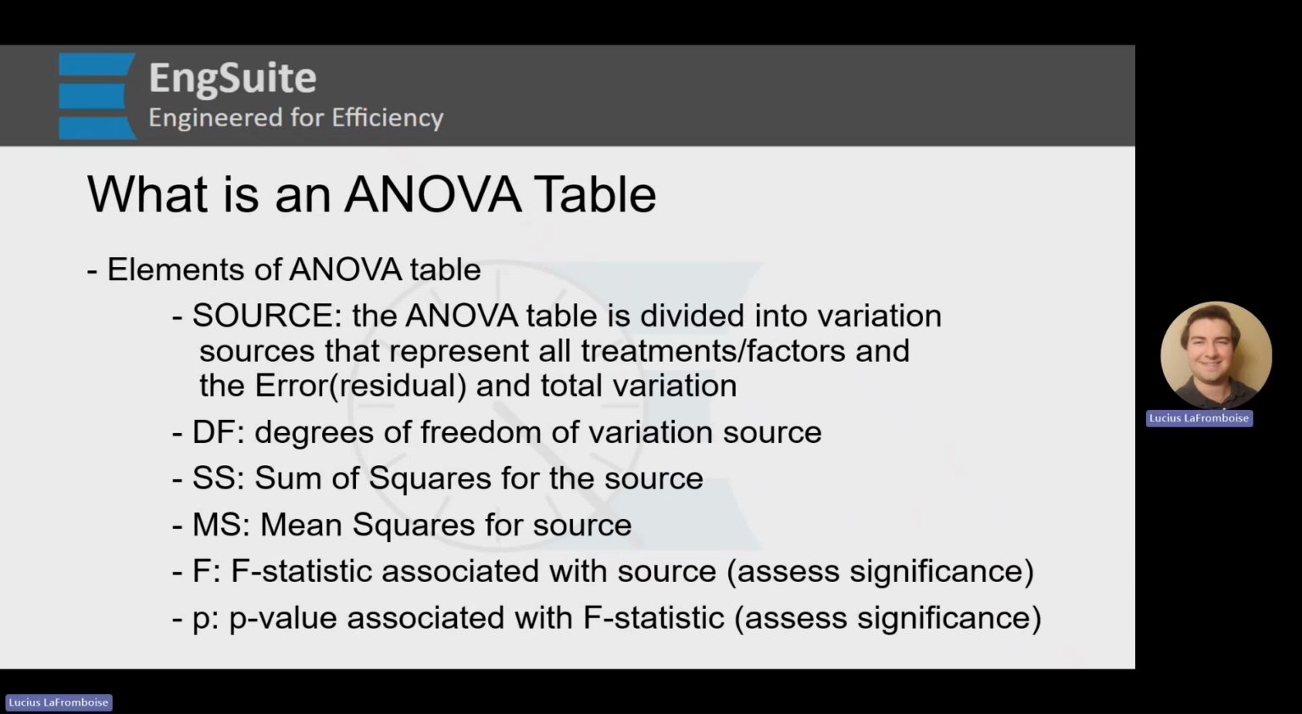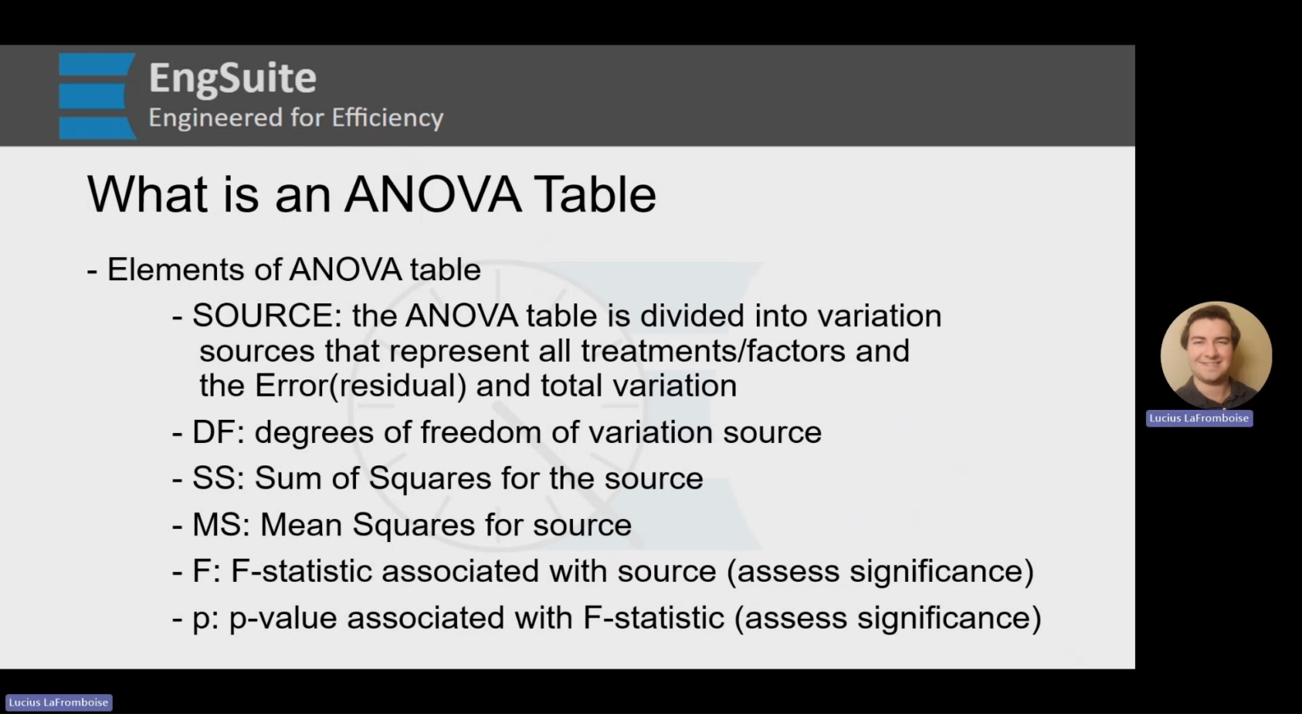So what is an ANOVA table? There's a few elements of an ANOVA table that we want to look at, because when we're doing an ANOVA, we're really saying we're going to create an ANOVA table, and we use that ANOVA table to take our conclusions. So ANOVA tables are broken down by source. Generally, each row in an ANOVA table is going to be a different source. And the sources, there's one for each treatment or factor, and the error, and the total variation.